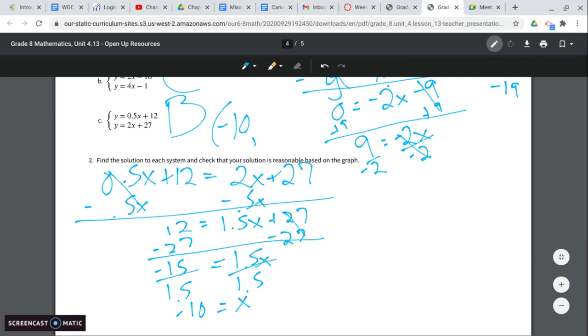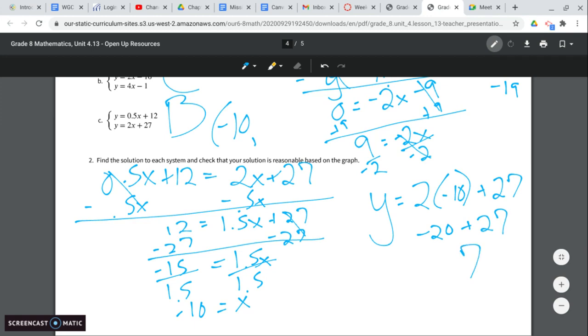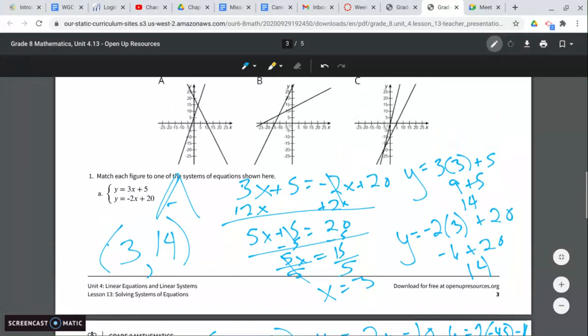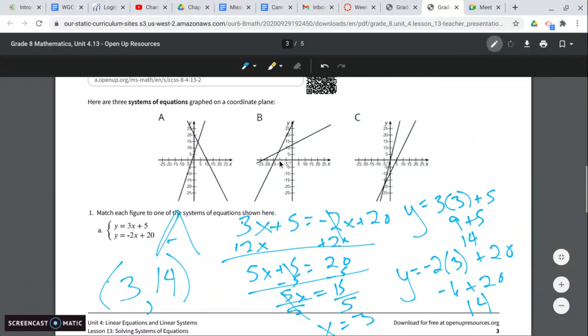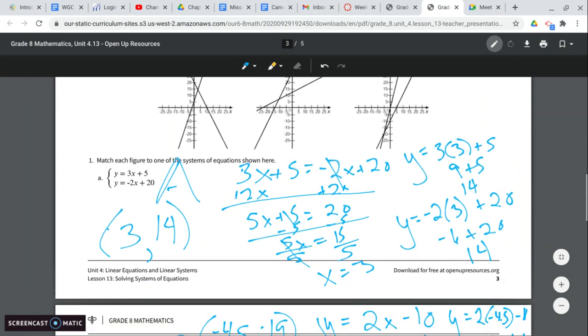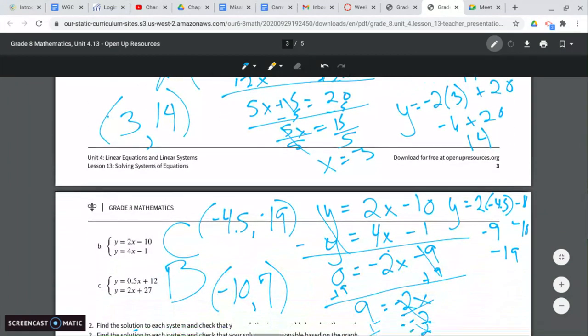Now we plug that in. I'm going to plug it into the second one. So y equals 2 times -10 plus 27. 2 times -10 is -20. Plus 27 is going to give us a +7. So -10, 7 is our solution. And if we look over here, we're at -10. We're almost to 10 there, so that'd probably be about 7. So our solutions make sense.